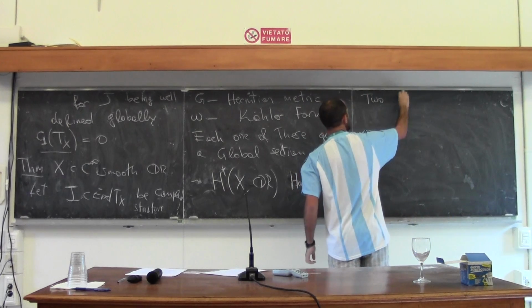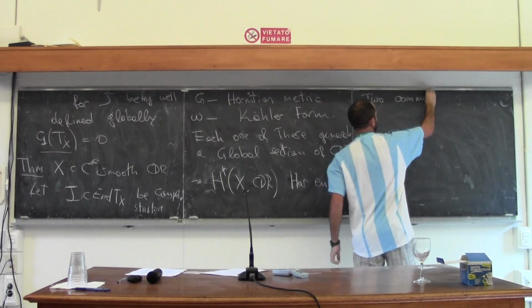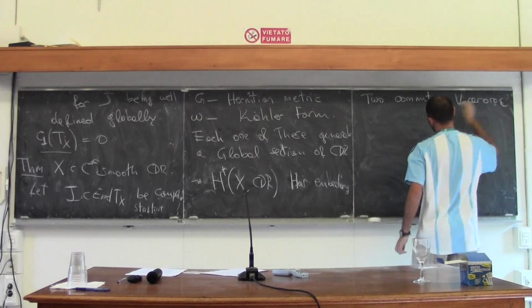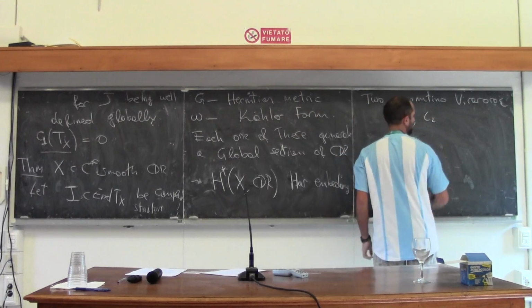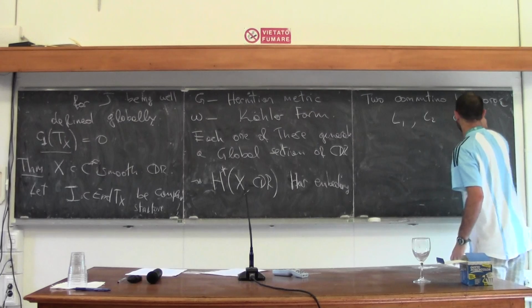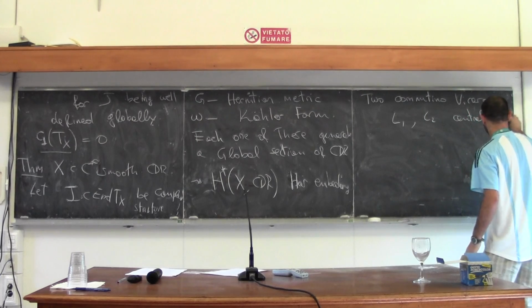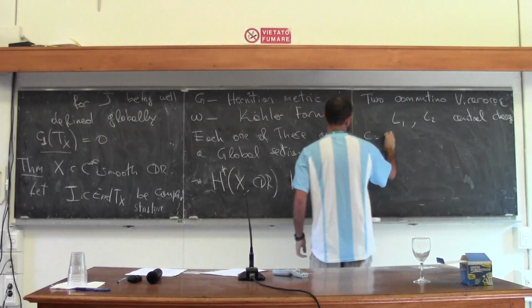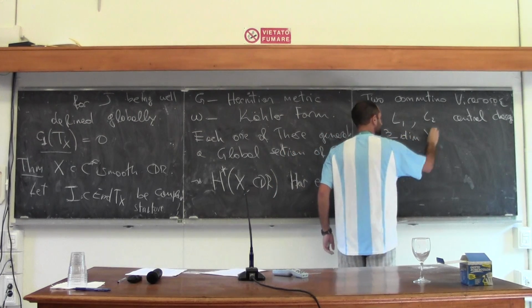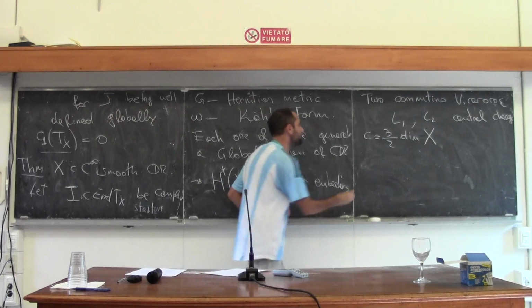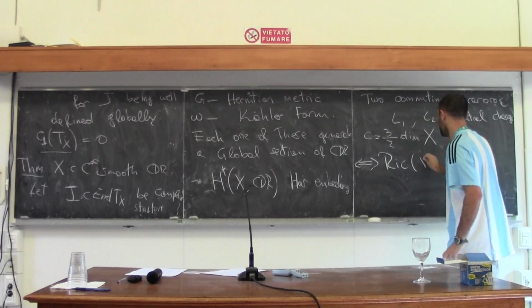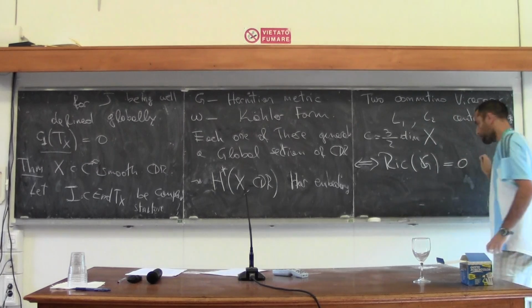Of two commuting Virasoros, L1, L2, of central charge equal to 3/2 the dimension of X, if and only if the Ricci curvature of G is 0.